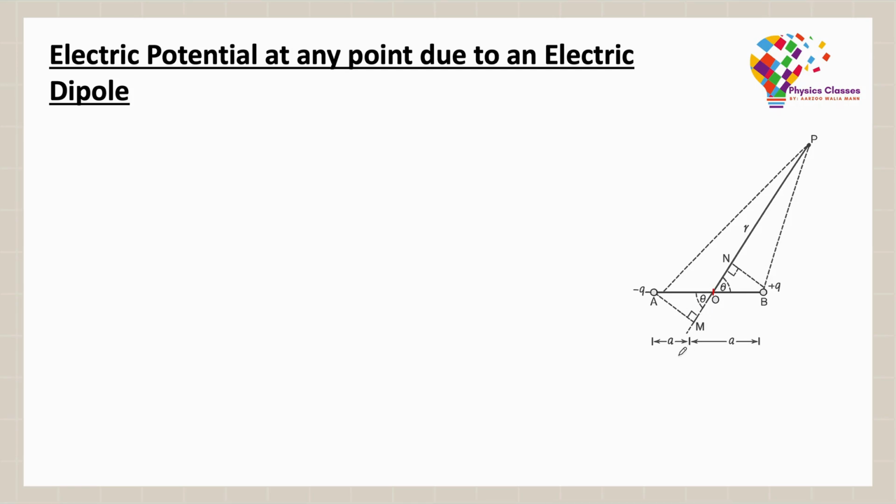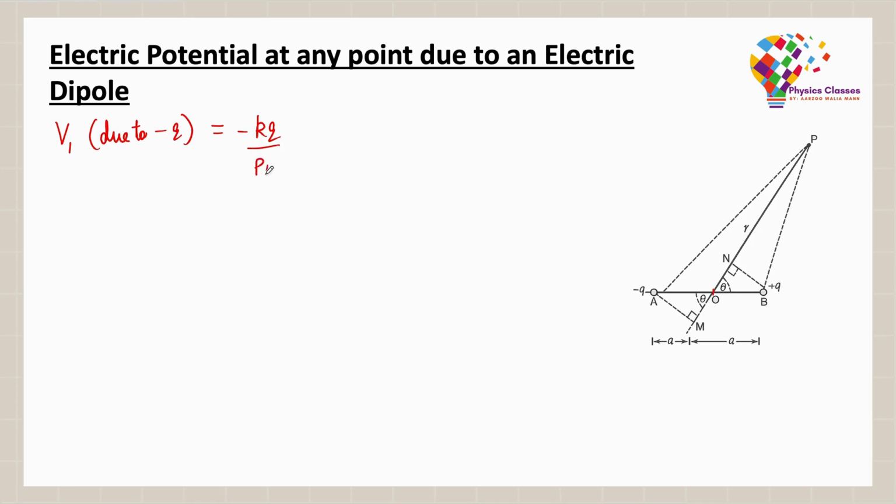Now I want to write down the electric potential at this point P, which is at distance r from the center of the dipole, and from the charge at A, the distance is PA, and from the charge at B, the distance is PB. So let us try and write down the electric potential V1. This one is due to the charge at point A, so this is due to minus Q. I can directly use the electric potential expression, that is minus KQ by PA.